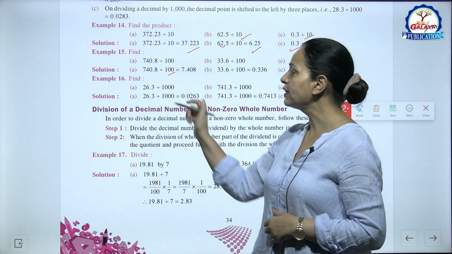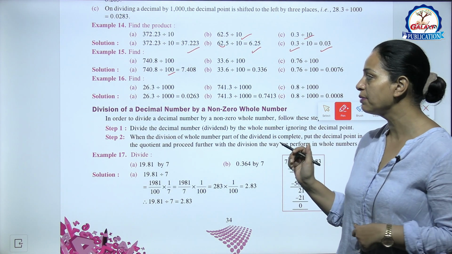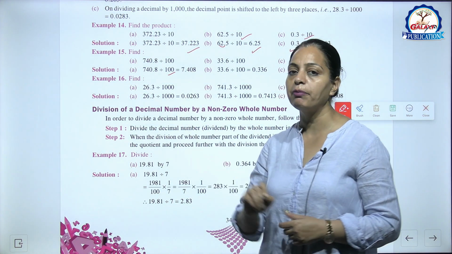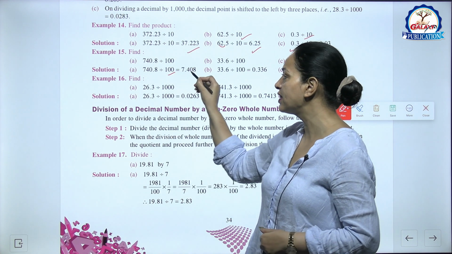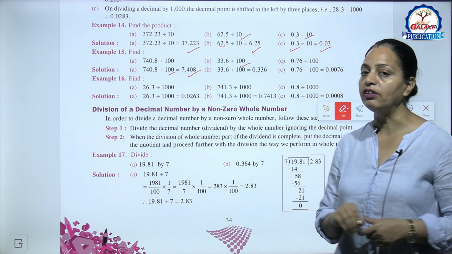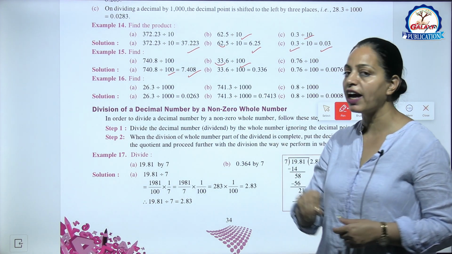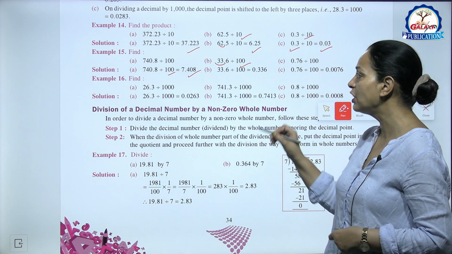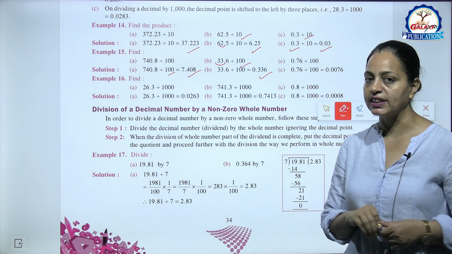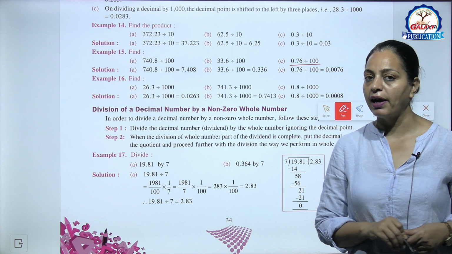Now come to example 15. Now A part, 740.8 divided by 100. Now what to do? Shift the decimal towards the left side by 2 digits. Yani answer is 7.408. Now B part, 33.6 divided by 100. Decimal हम ले जाएंगे left side by 2 digits. So answer is 0.336, right?